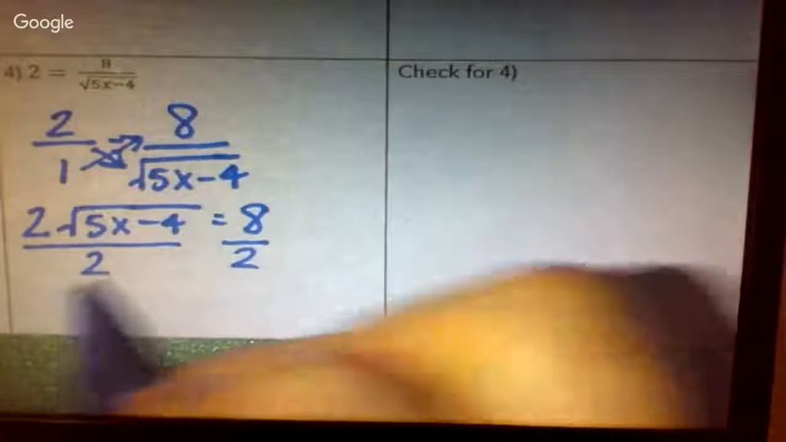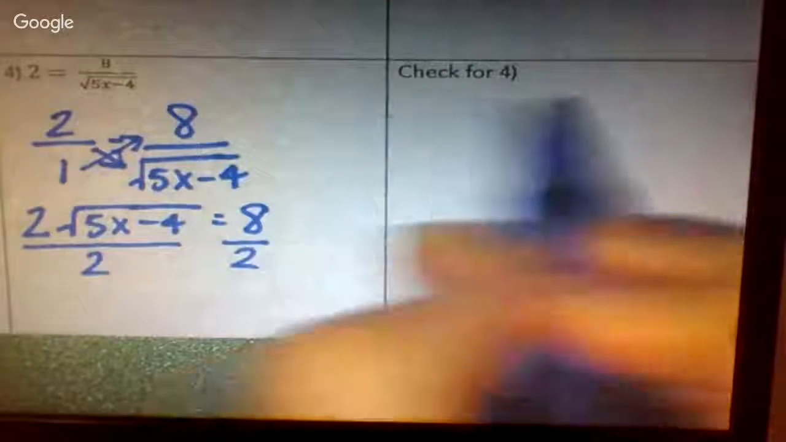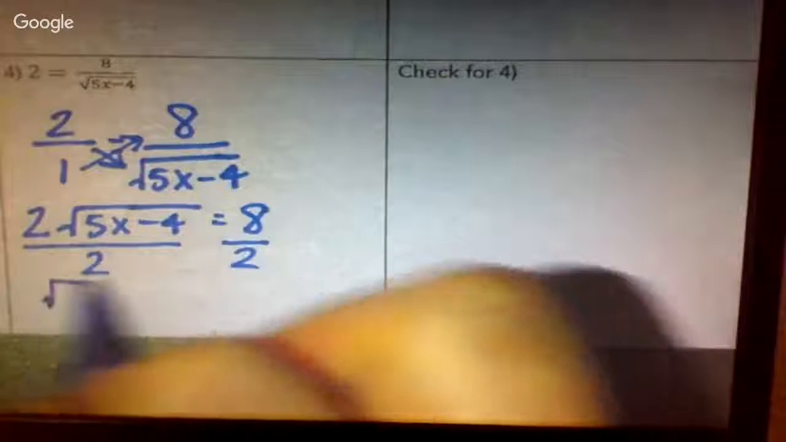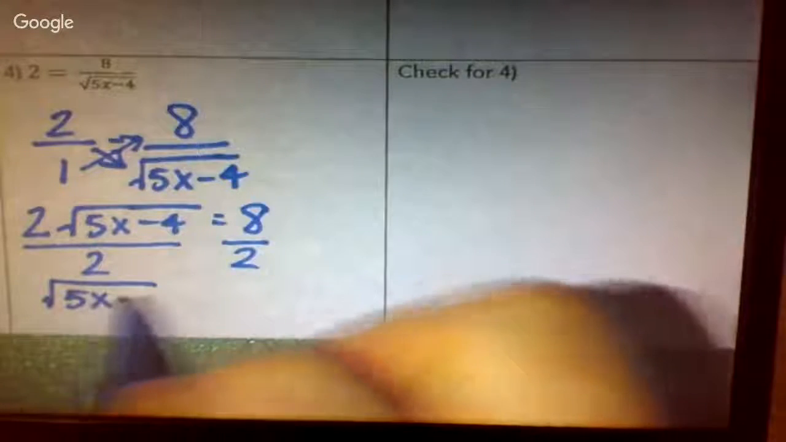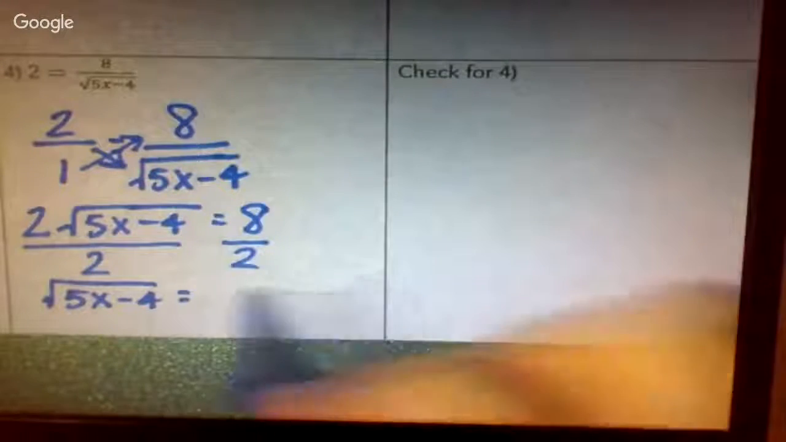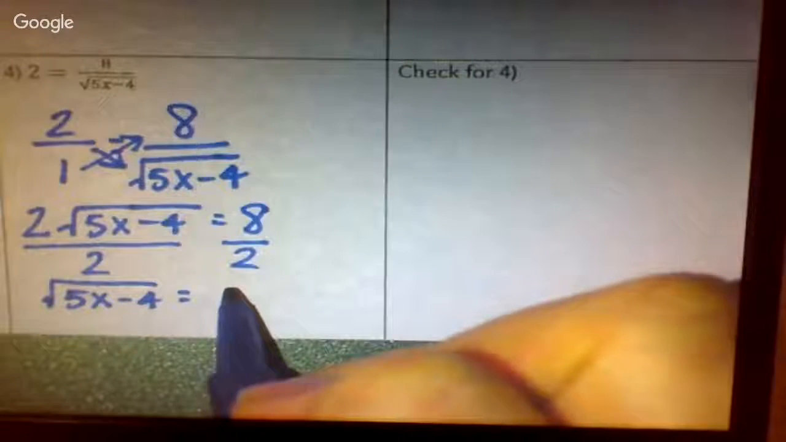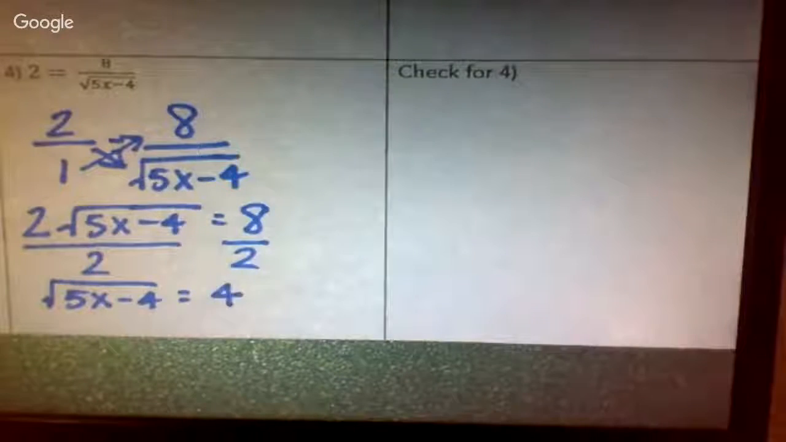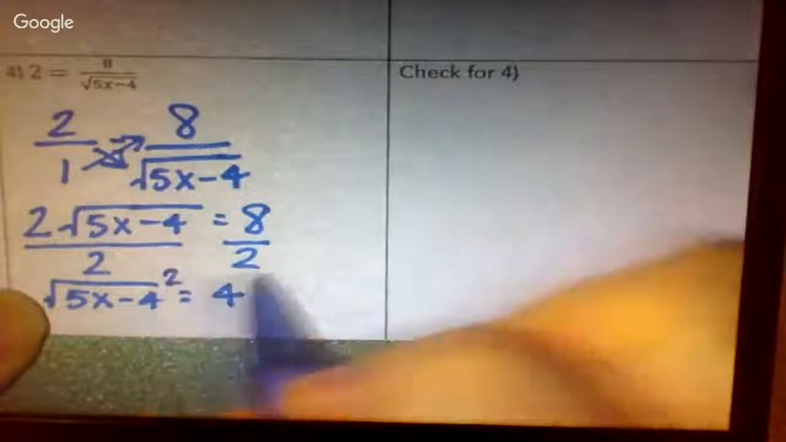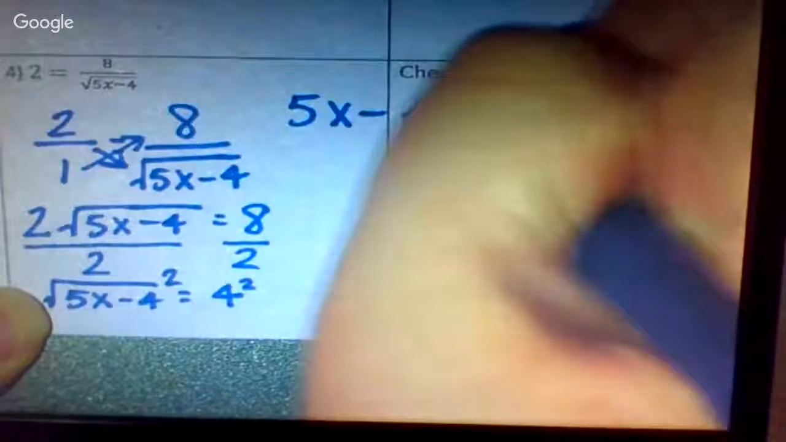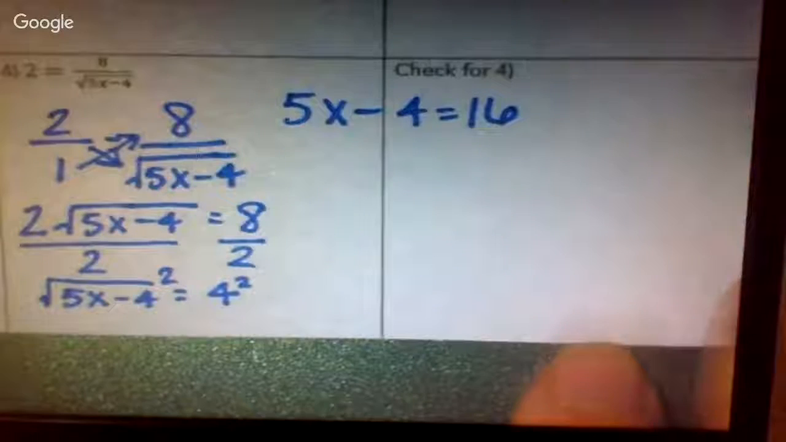We're probably going to run out of room, so we're going to have to move over here. So, square root of 5x minus 4 equals, what's 8 divided by 2? It's 4. Okay, is my square root by itself now? Yeah. Square both sides now. I'm going to move up here because I ran out of room. 5x minus 4 equals 16.